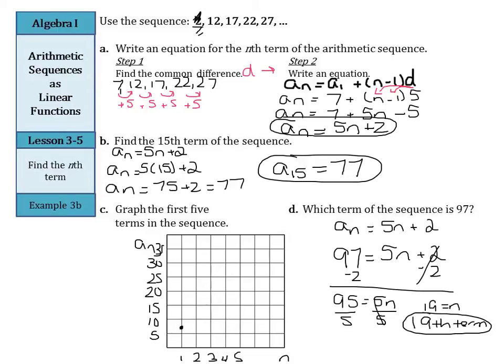Our second term was 12. Our third term was 17. Our fourth term was 22. And our fifth term was 27.